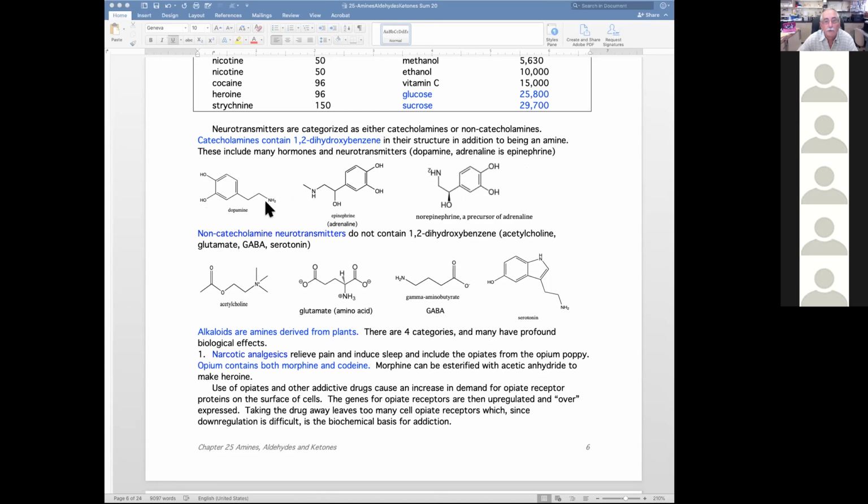Dopamine is a primary amine, adrenaline is a secondary amine, and norepinephrine is also a primary amine. So what's the difference between norepinephrine and epinephrine? Let's see, carbon, carbon, nitrogen, carbon, carbon, nitrogen, carbon. There's an enzyme that takes norepinephrine and puts a methyl group on it, an N-methyl. So epinephrine really is N-methyl norepinephrine.